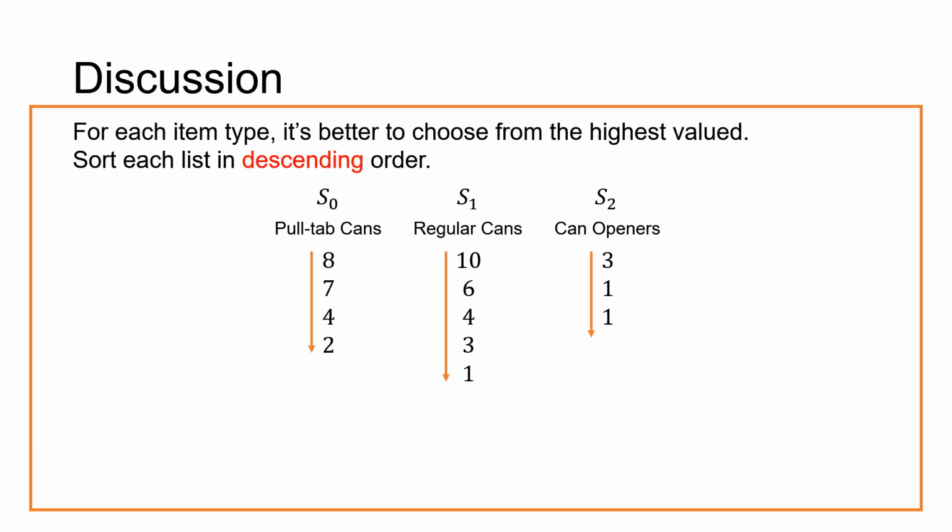Let's proceed to solve the problem. First, when we choose items in an arbitrary manner, we should select high-valued cans, and can openers available for many cans are more useful. So we sort each item list in descending order.